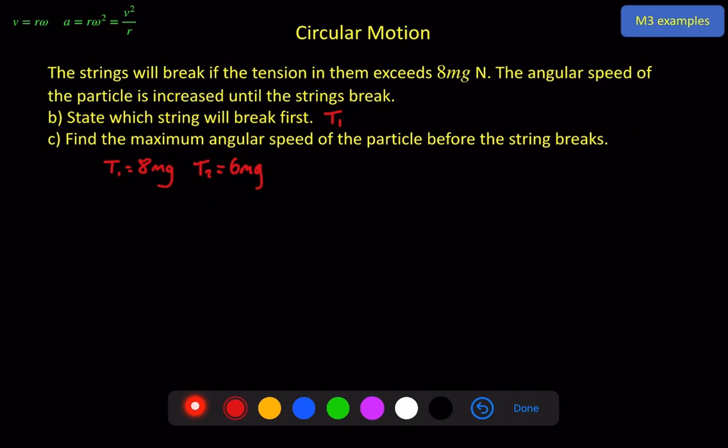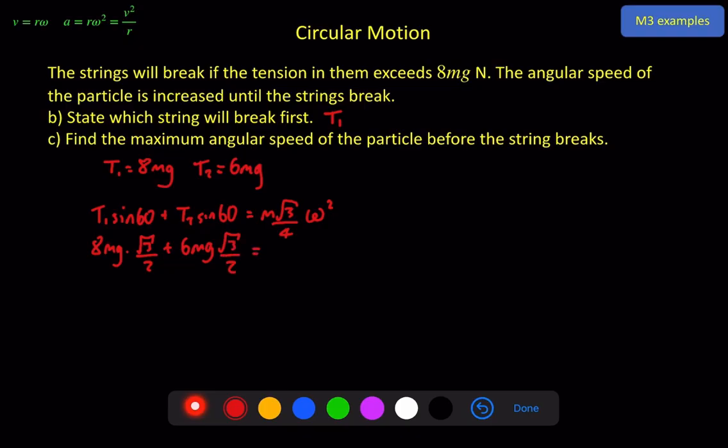So we've got T1 sine 60 plus T2 sine 60 still has to equal m root 3 over 4 times omega squared. Putting in the tensions that we know, we've got 8mg times root 3 over 2 plus 6mg root 3 over 2 equals m root 3 over 4 omega squared.